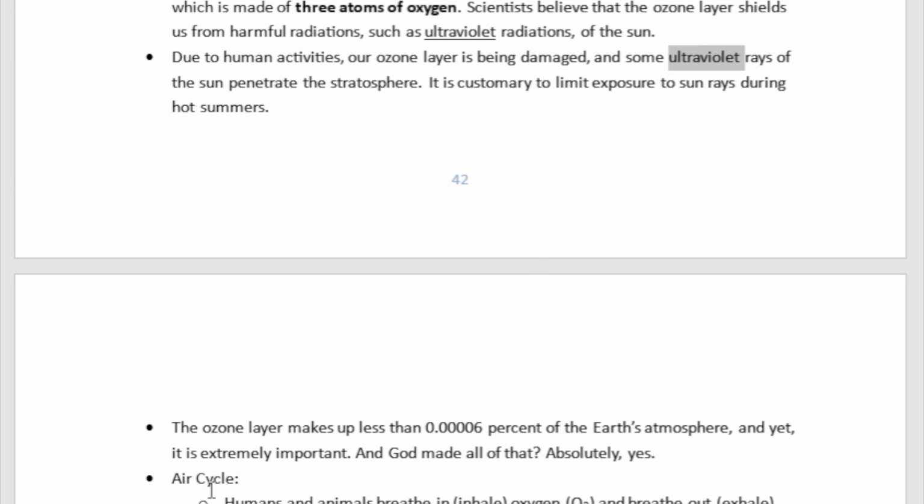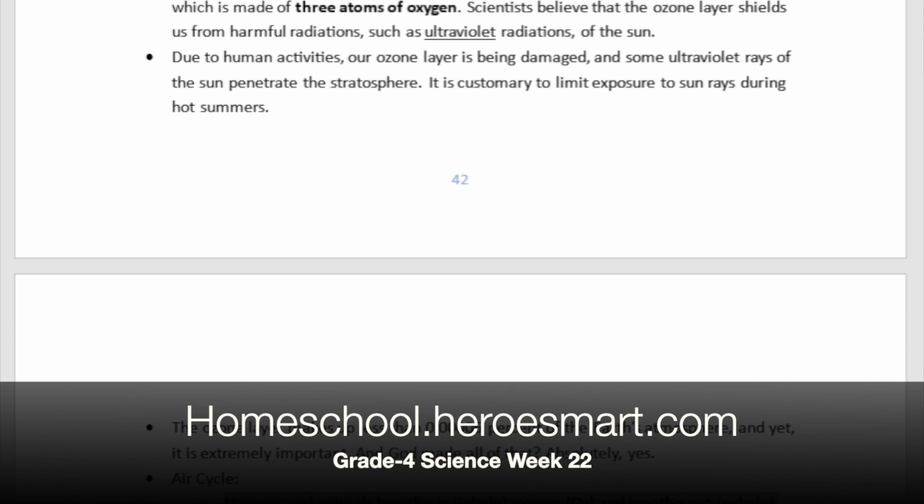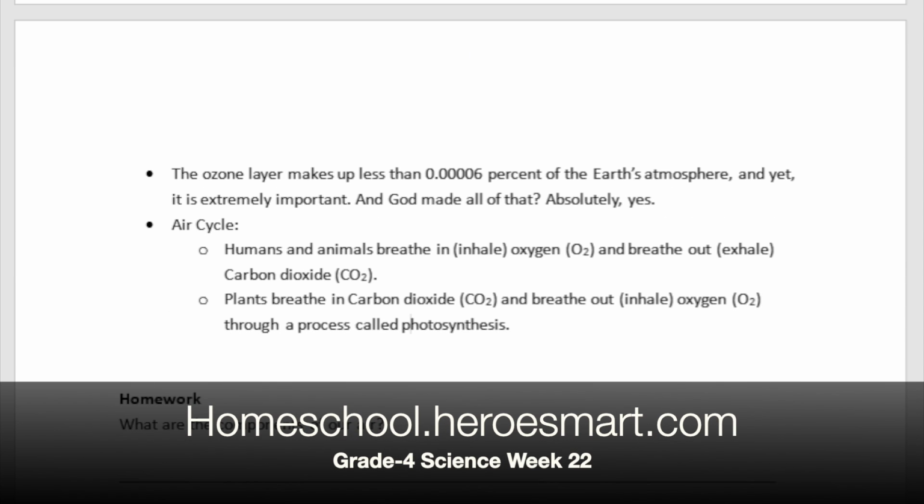All right. So what's the air cycle like? The air cycle is going to be pretty much what I talked about before. Humans and animals breathe in oxygen and breathe out or exhale carbon dioxide, which is CO2. Plants breathe in carbon dioxide and breathe out oxygen through a process called photosynthesis. Essentially, that's what the air cycle is all about. So if somebody were to ask you what is the air cycle, you're just going to tell them this process over here. Humans and animals breathe in oxygen and breathe out carbon dioxide, and then the reverse process is what plants actually go through. All right.